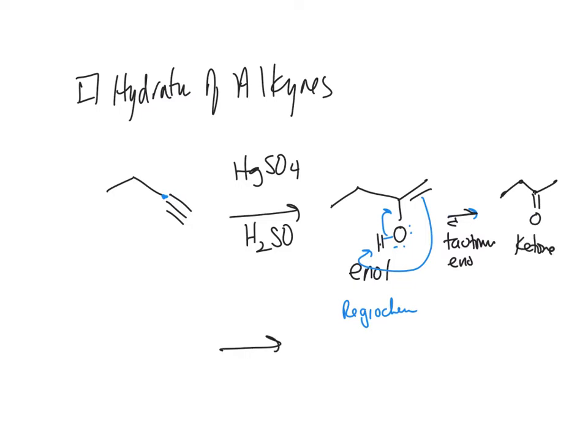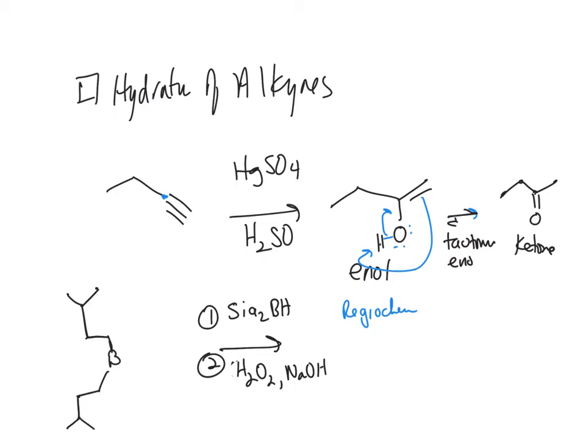Now if we react the same alkyne with isoamyl boron, and then we treat this with hydrogen peroxide in a sodium hydroxide solution. Isoamyl is 5 carbons. Isoamyl boron is a sterically hindered boron, so it will only deliver one of the hydrogens. That's why you don't do BH3 for alkynes.